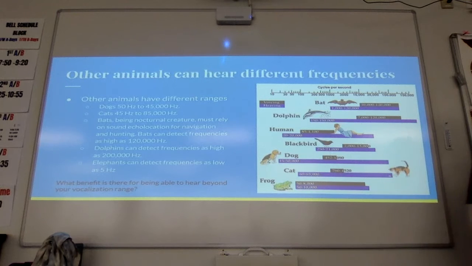And we're going to talk about why in a minute. Dolphins can detect frequencies as high as 200,000 hertz. And elephants actually can detect frequencies as low as 5 hertz. So they can hear lower sounds than we can.